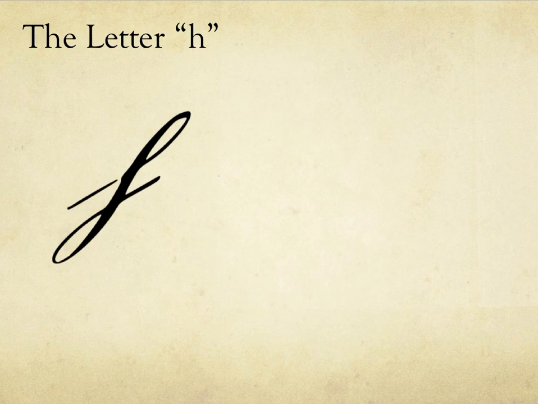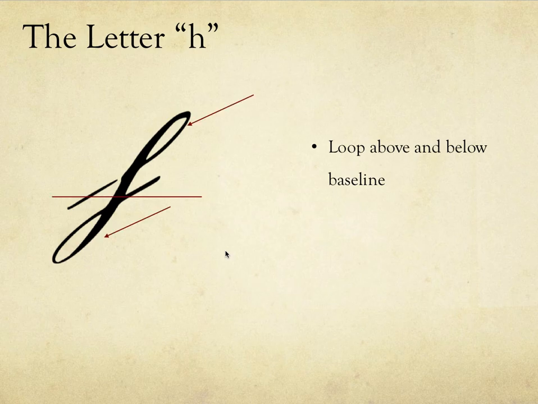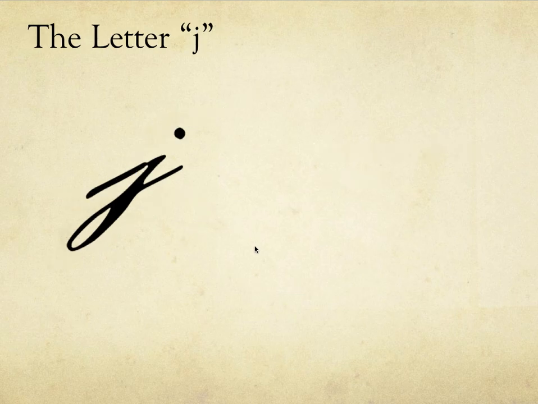Now, the letter H is my favorite letter. Why? Because it's very easy to recognize. An H will have a loop above and below the baseline. So with these two loops, you can be sure that your letter is an H, usually. There's always exceptions with the handwriting, but the loops should signify an H.